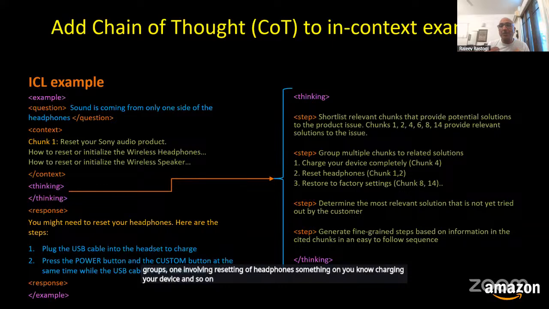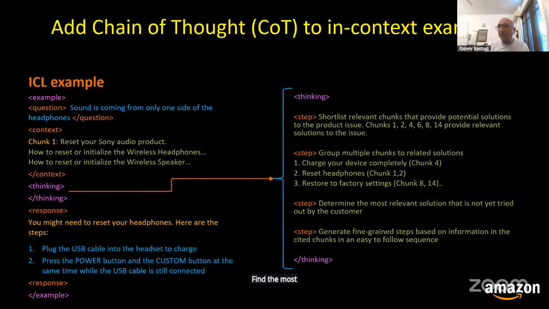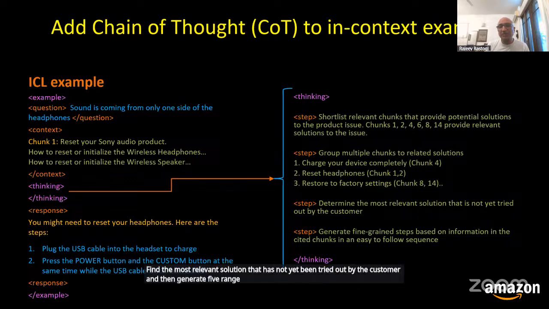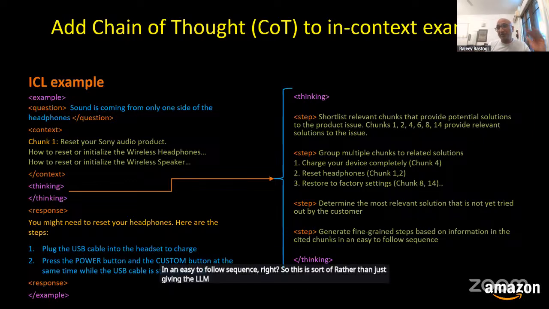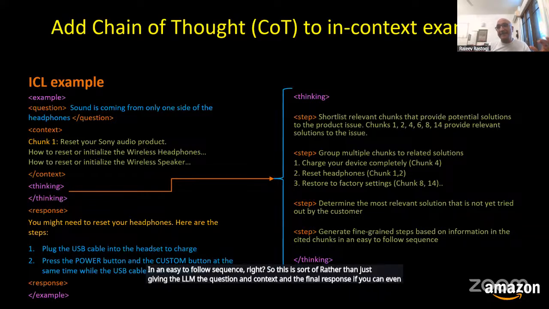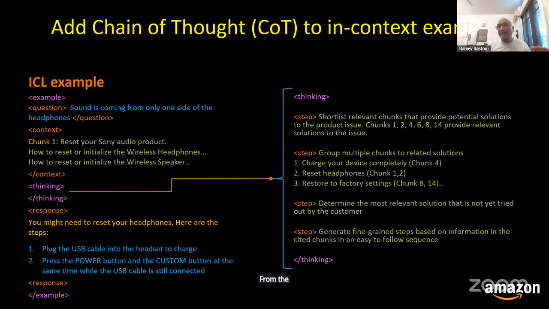And then find the most relevant solution that has not yet been tried out by the customer, and then generate fine grained steps based on the information in the cited chunks in an easy to follow sequence, right? So this is sort of rather than just giving the LLM the question and context and the final response, if you can even explain to the LLM in the example how we actually came to the response from the inputs, right?